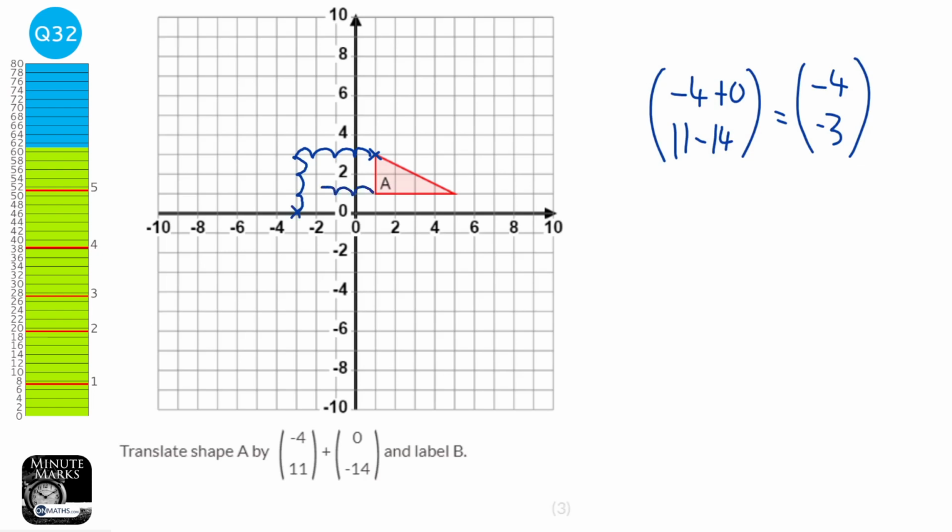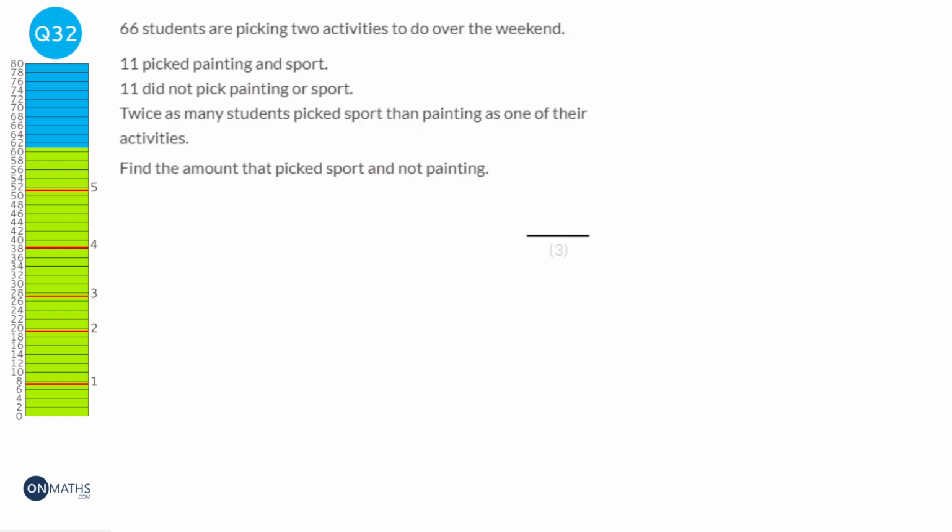And we can do that for each of the other points. So 1, 2, 3, 4. 1, 2, 3. 1, 2, 3, 4. 1, 2, 3. And when we've done that, we can join them all up with straight lines and label the new shape B.